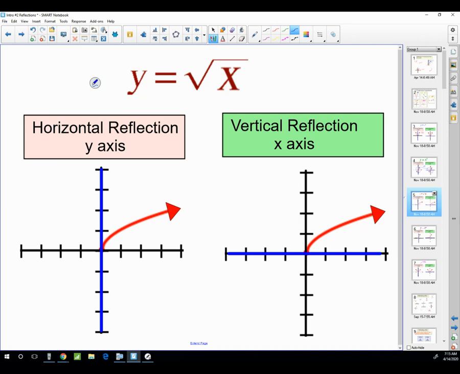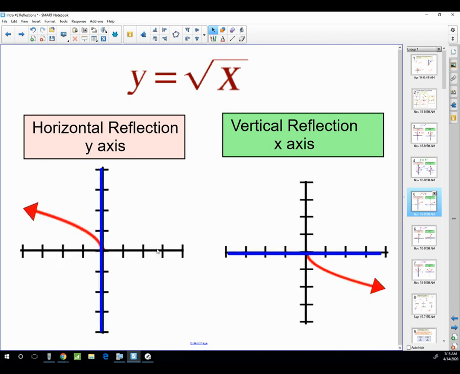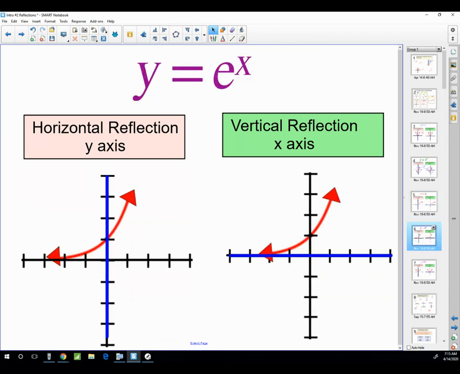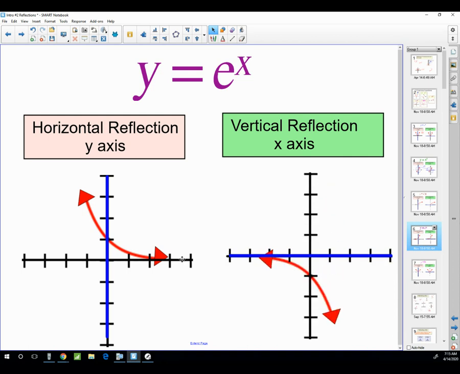All right, so the square root function. Now, this is an outstanding function because if you reflect it over the y-axis and reflect it over the x-axis, you get 2 different pictures. And then what if we reflect it over both axes at the same time? Boy, that would be a mind blower. Let's keep going. E to the x is kind of like the square root function. If you reflect it over the y-axis like that and over the x-axis like that, you get 2 different functions.